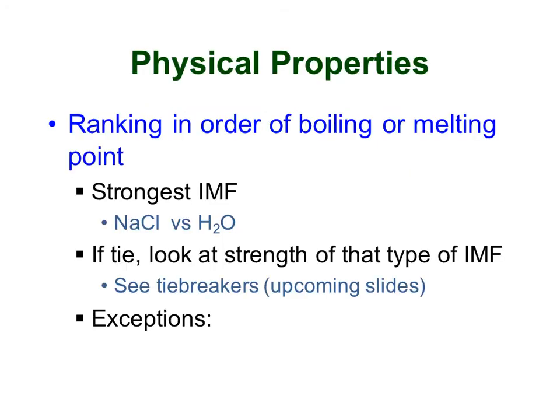So in the previous video, we talked about this slide already, so if this doesn't look familiar, you can always go back. But we talked about when you're ranking things in order of boiling or melting point, the first thing you want to look at is the strongest intermolecular force, and then if those are different, then you would do it based on the strength of those. So if I was comparing sodium chloride and water, those have different intermolecular forces, so the one that has the stronger of those two would be the higher boiling point or melting point.